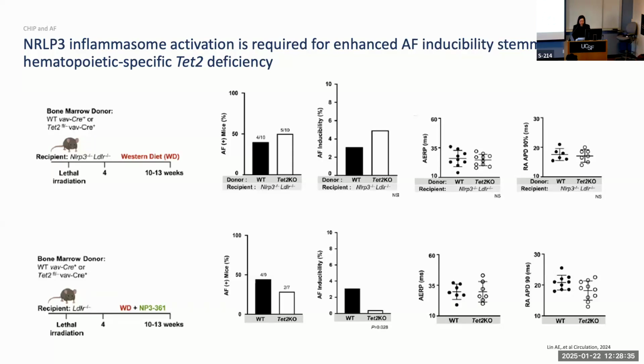So this demonstrates nicely that there is a necessity for recipient NLRP3 activation for AF inducibility in our TET2 CHIP model.